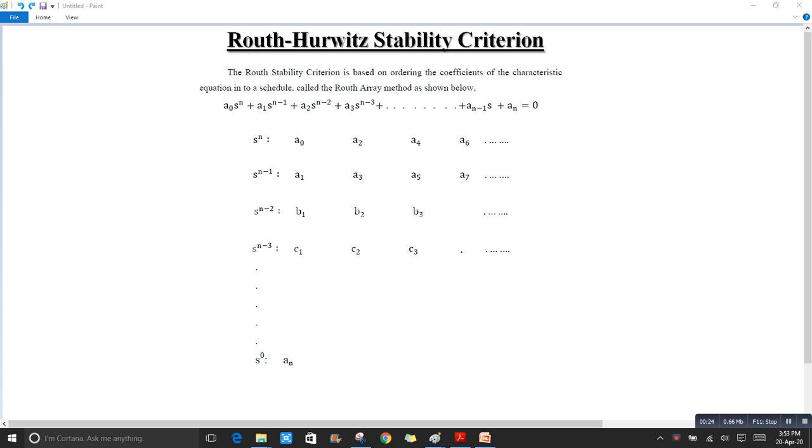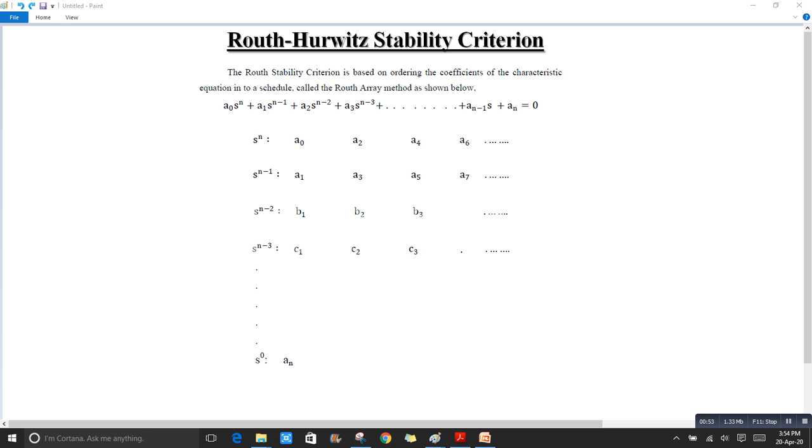The first step in analyzing the stability of a system is examining its characteristic equation. The necessary condition for stability is that all the coefficients of the polynomial should be positive. If some of the coefficients are 0 or negative, it is concluded that the system is not stable.